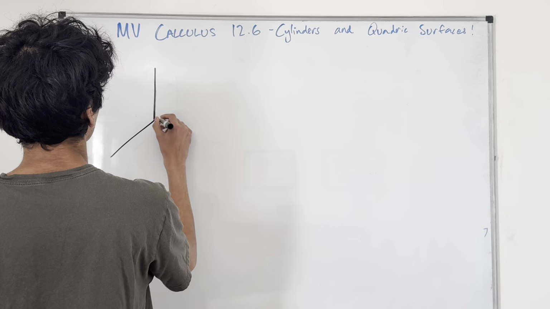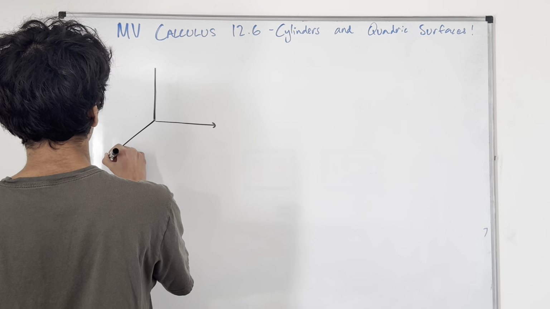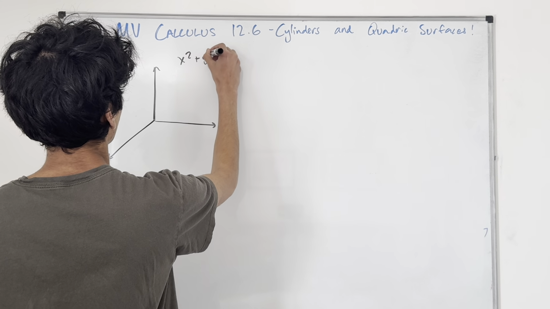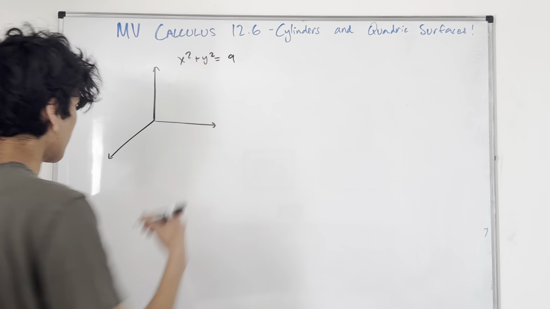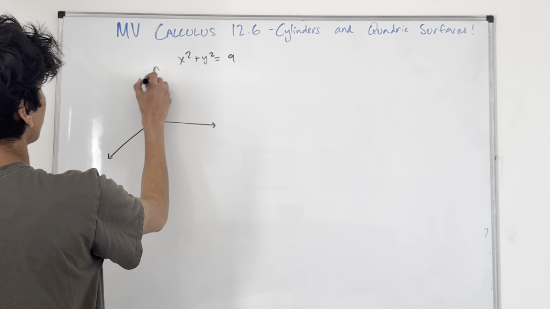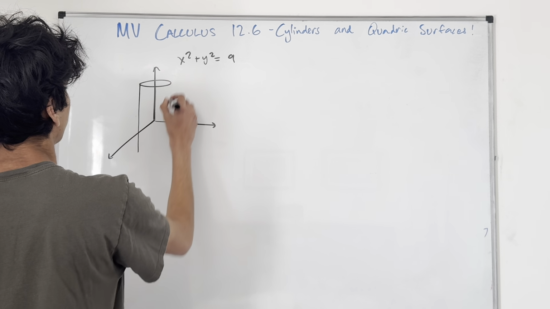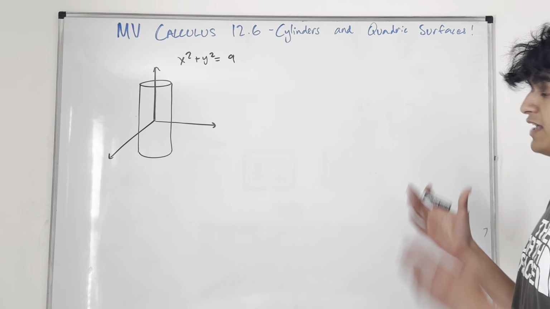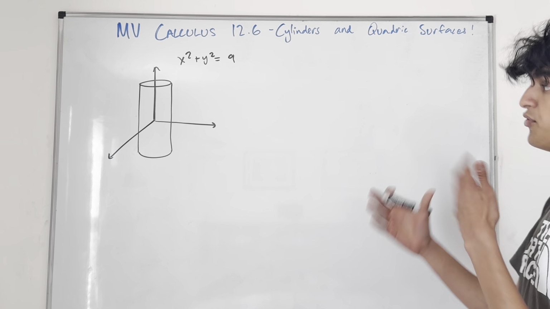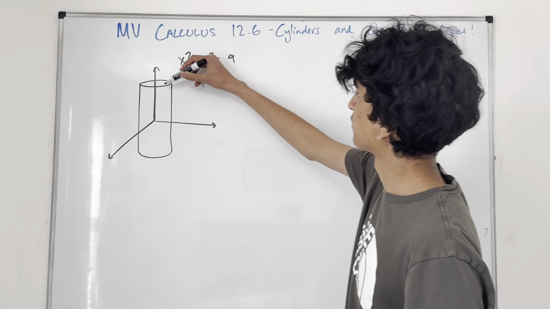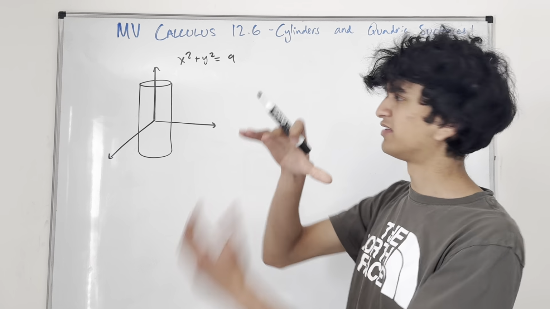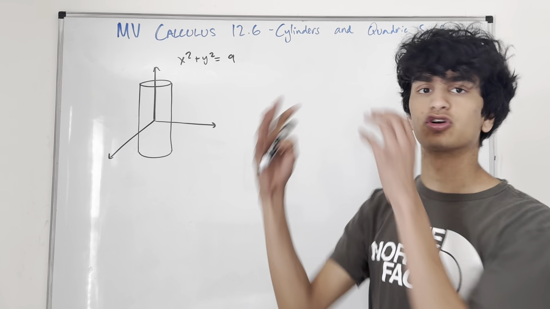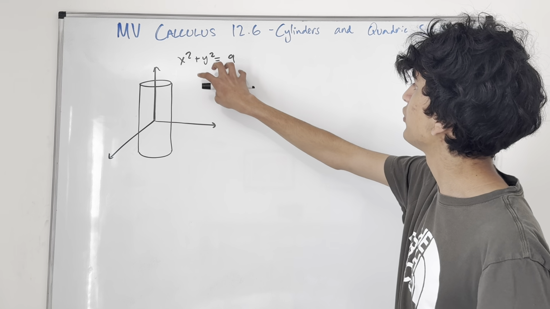The most basic example of a cylinder is probably the one you're thinking of, where you have x squared plus y squared equals 9. And what that does is it creates a cylinder like this, where each cross section has a radius of 3. It's like a circle with a radius of 3, and that's given by this equation.